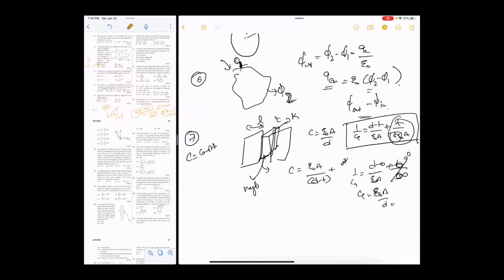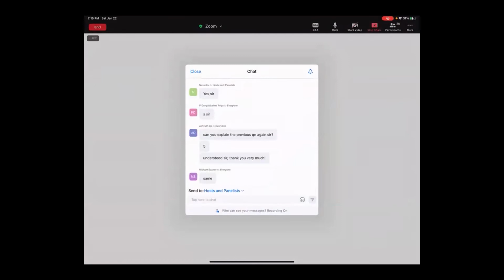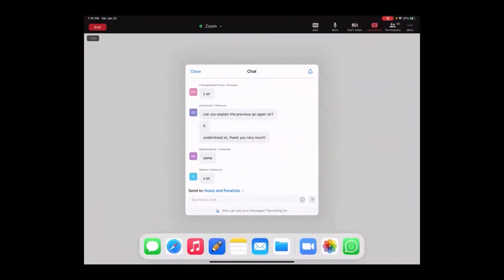It doesn't change. If it is of dielectric constant K, then you have to use this formula. 1 by C, remember this, is equal to D minus T by epsilon naught A plus T by K epsilon naught A. This is the formula for C equivalent. Hope you are able to understand this. Thank you.